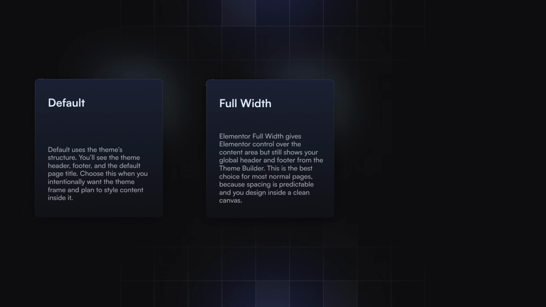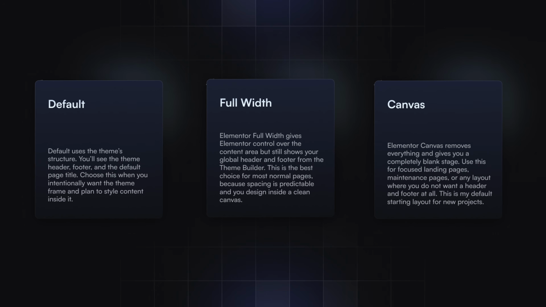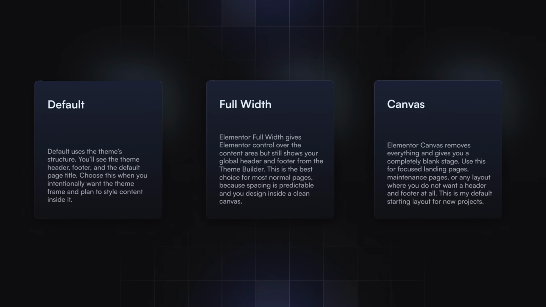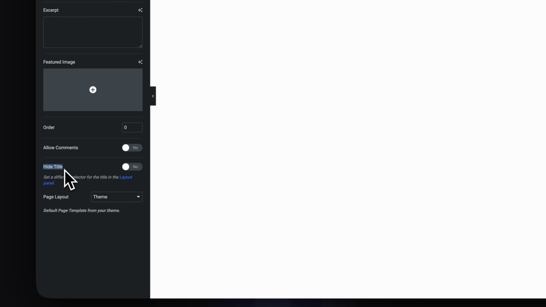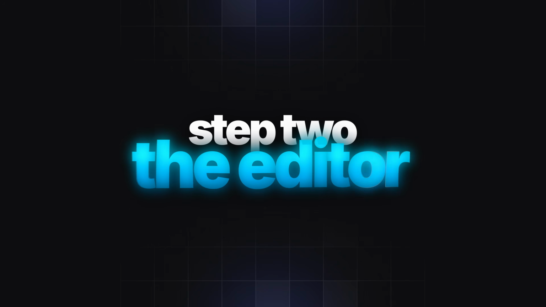Elementor Full Width gives Elementor control over the content area but still shows your global header and footer from the theme builder. This is the best choice for most normal pages because spacing is predictable and you design inside a clean canvas. Elementor Canvas removes everything and gives you a completely blank stage. Use this for focused landing pages, maintenance pages, or any layout where you don't want a header and footer at all. This is also my page layout to start every new project with. Oh, and if you still see a page title at the top of your design, toggle Hide Title in the same Page Settings panel.